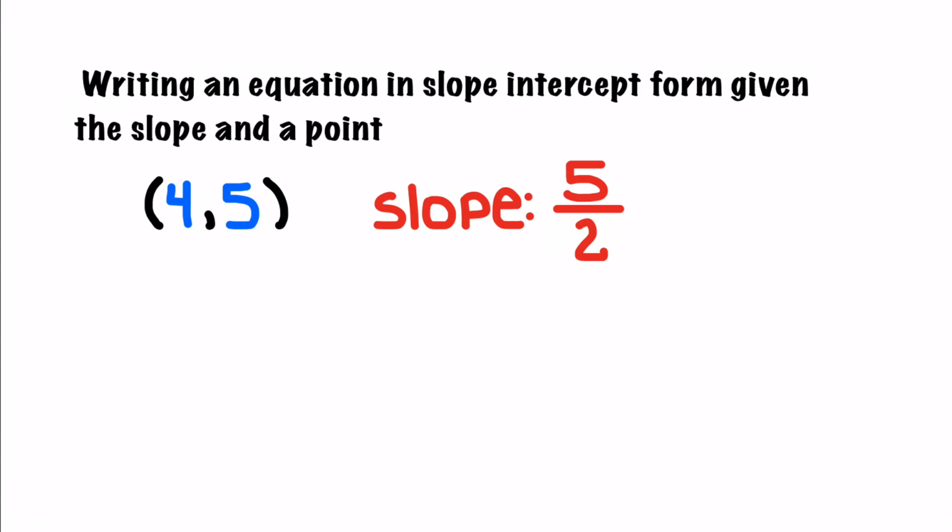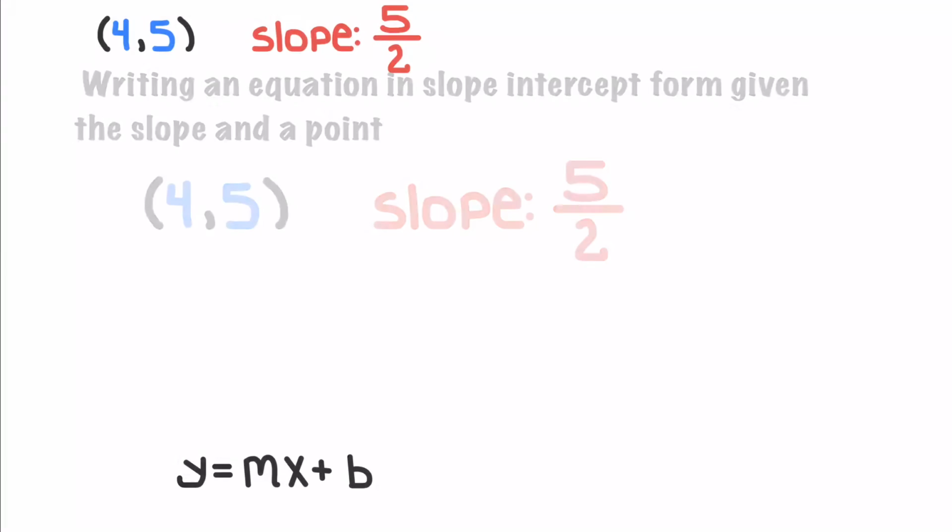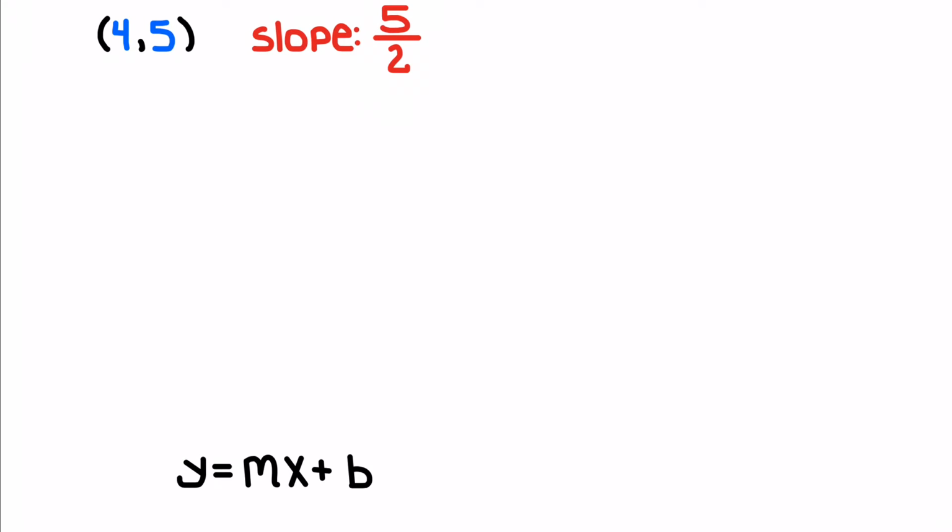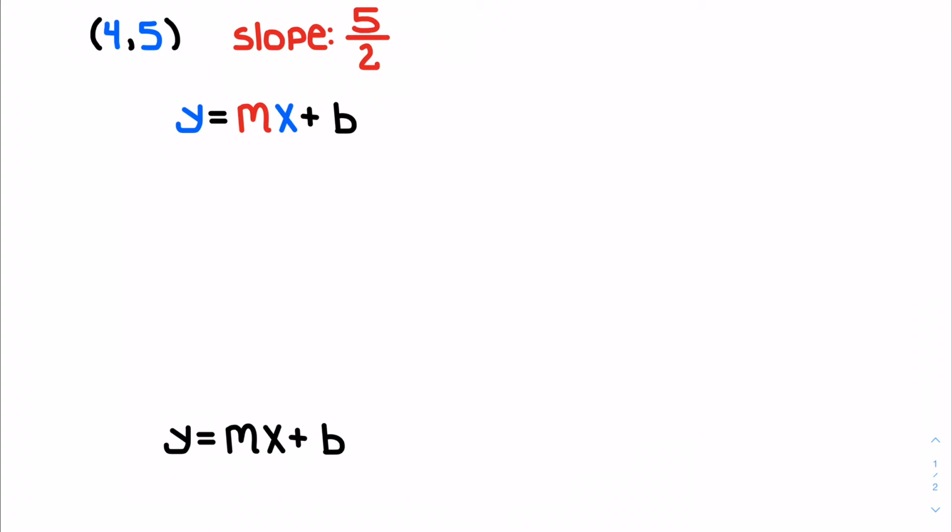To write the equation of a line in slope-intercept form given a point and a slope means that we would like to write the equation of a line in the form y equals mx plus b. Let's begin by substituting in everything we've been given. That 4, 5 is an x, y, and the slope is m.